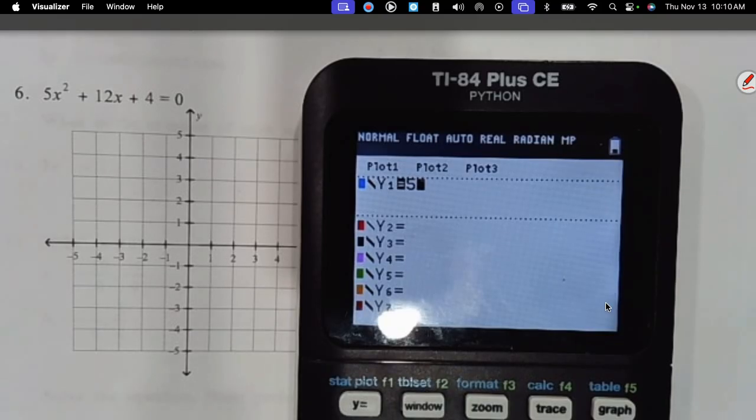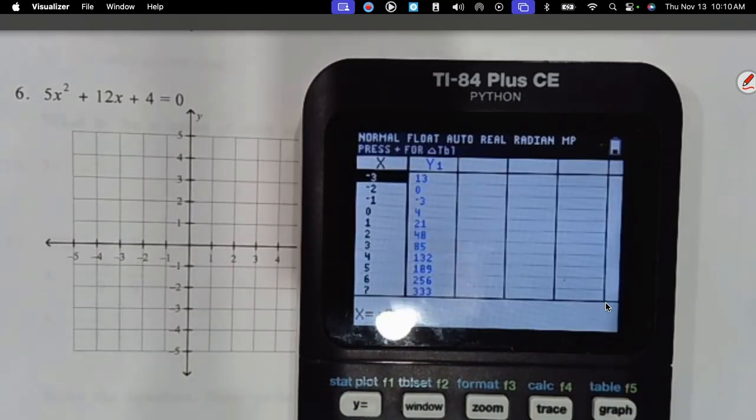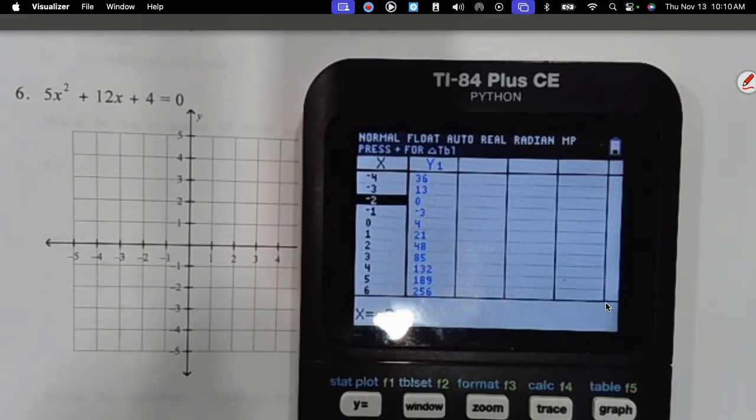I'm typing in 5x squared plus 12x plus 4, and I'm graphing. And then I can't just draw it. I need to pick enough points to see where it curves around. This one's kind of all over the place, isn't it? We're going to do the best we can. We're going to pick -2, 0. Where's another one? -1, 3. Oh, it was -3? Okay. And what's another one? 0, 4.